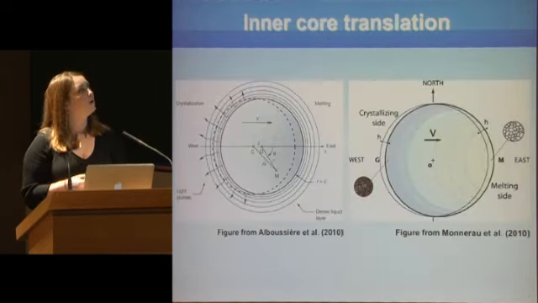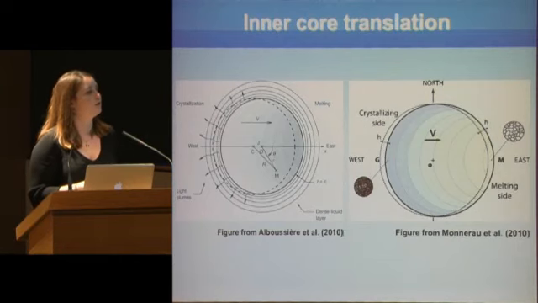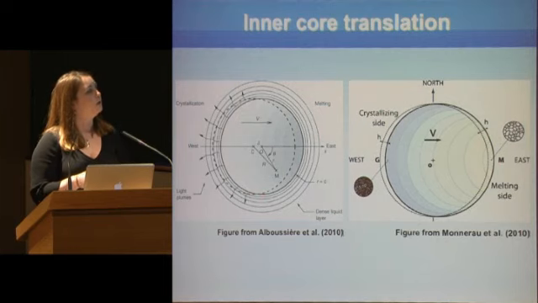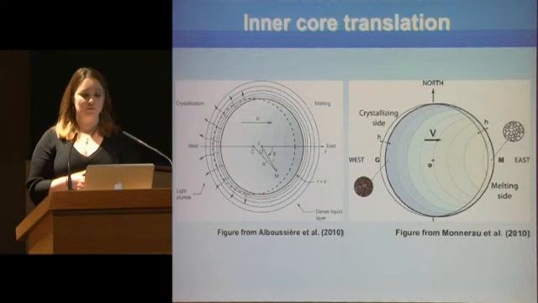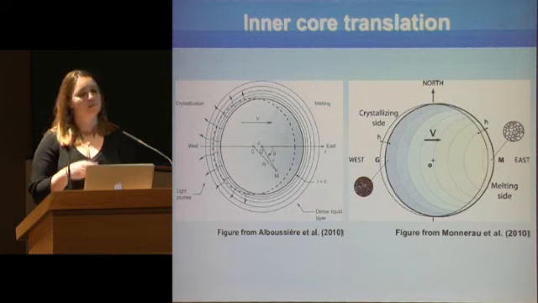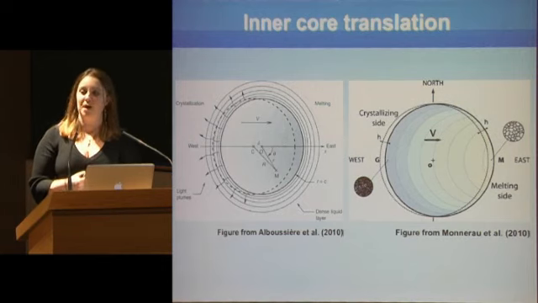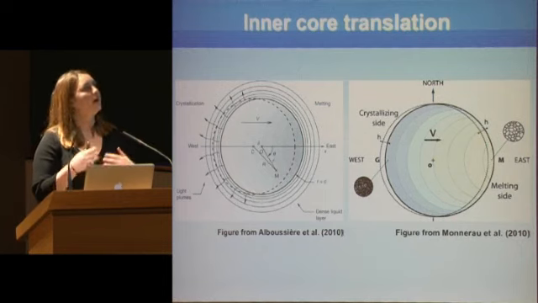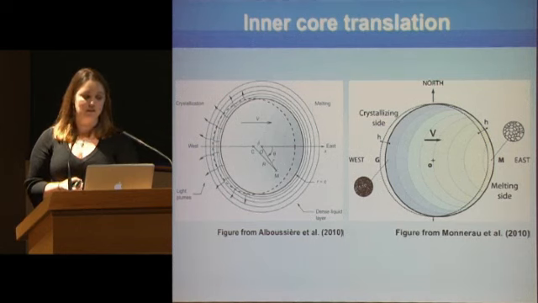And then, of course, the final suggestion has to be the inner core translation that Annie has already talked about today, where we have the whole inner core sliding sideways, although it's not hugely clear to me how this sort of structure could explain the sharp boundaries, but this is still a good suggestion on how we could explain the differences between East and West.